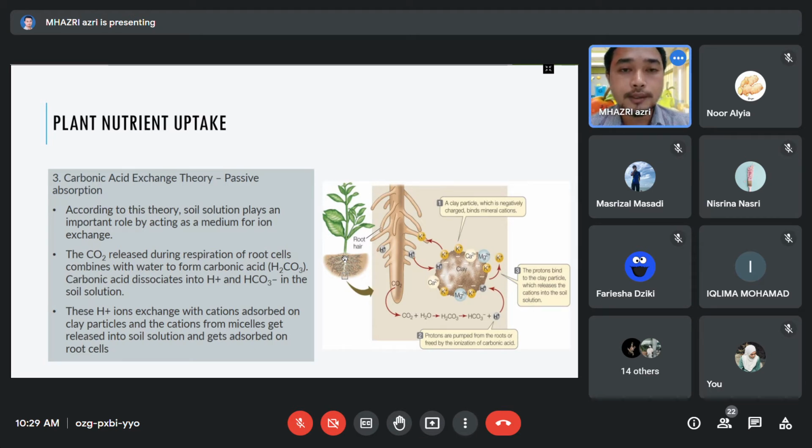In soil matrix, the carbon dioxide can dissolve in soil solutions to produce carbonic acid. Okay, so the carbon dioxide released during respiration of root cells combines with water to form carbonic acid. Carbonic acid dissociates into hydrogen and bicarbonate ions in the soil solutions. The hydrogen will exchange with cations adsorbed on clay particles and cations from micelles released into soil solutions.